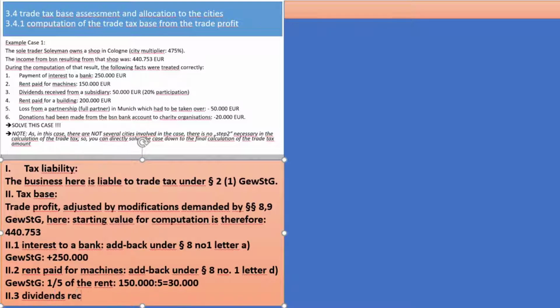The dividends received. Well, you remember dividends were fully taxable or fully tax-free. And it depends on whether you have 15% or more, then they are fully tax-free, because then it's regarded as the profit of another firm of you. Or if it's less than 15%, then it's regarded as a revenue from a kind of a capital investment. So what shall we do? Dividends received from subsidiary should be fully tax-free.